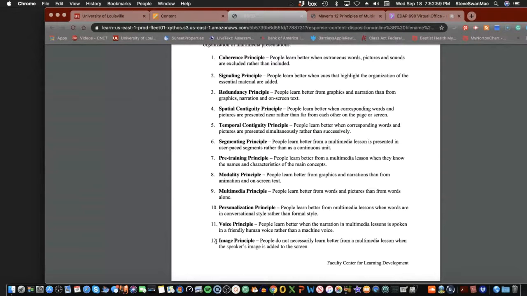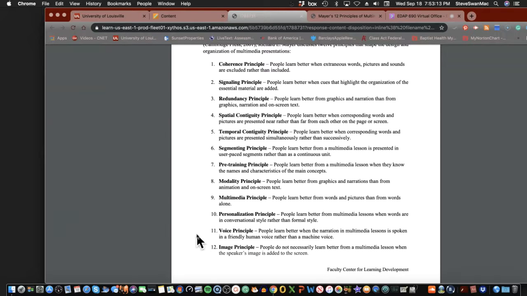Number 12, image principle. People do not necessarily learn better from a multimedia lesson when the speaker's image is added to the screen. I'm laughing because when I teach the 587 class, I always find it funny that in examples of online training or teaching, people have this bad habit of putting their face up in the upper left, upper right, down left, down right corners. I don't need to see you. It doesn't do anything to help me understand. And of course, we know now that it's a violation of redundancy principle. It's also a violation of modality principle.